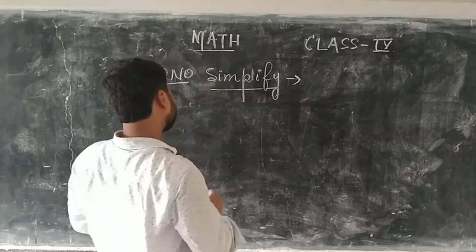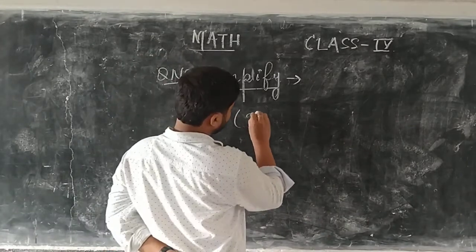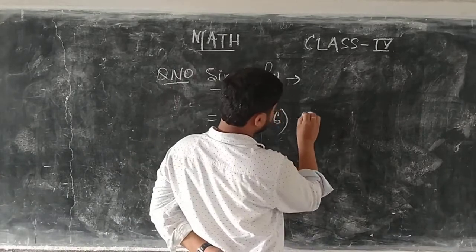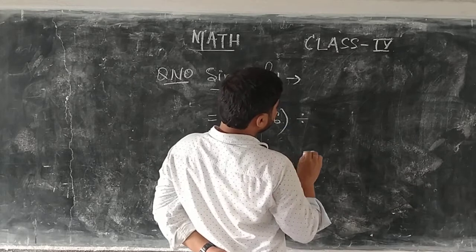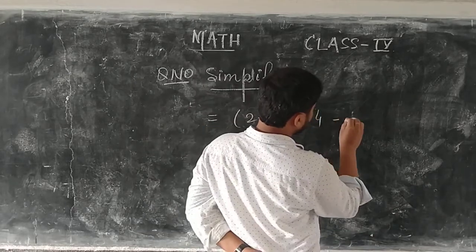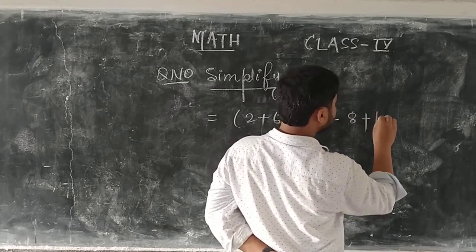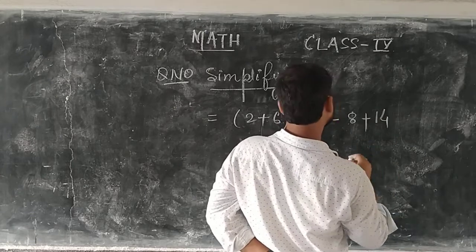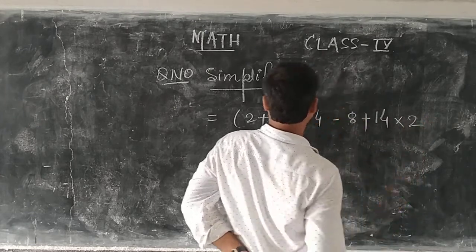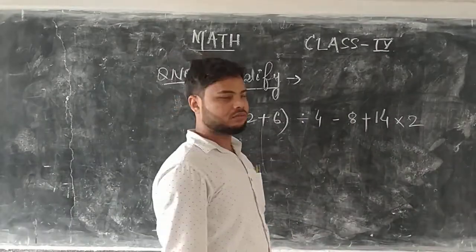With the help of BODMAS, we have one question given: 2 plus 6, divided by 4, minus 8 plus 14 and multiplied by 2. Okay, here we have the question.